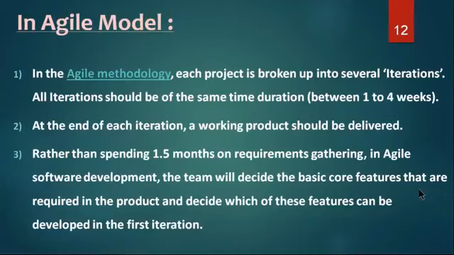Rather than spending 1.5 months on requirements gathering, in Agile software development the team will decide the basic core features that are required in the product and decide which of these features can be developed in the first iteration. When the customer gives us requirements, try to identify what is basic, meaning the major important functionalities we have. Go and develop those features.